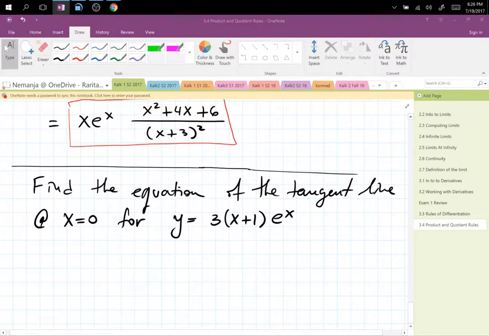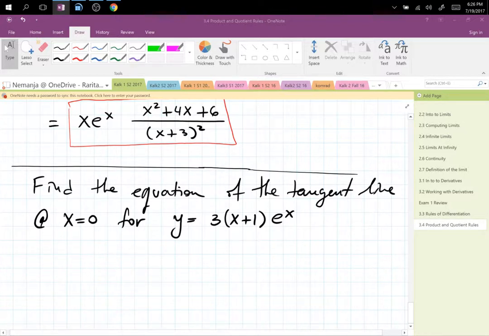I told you that in this chapter, chapter 3, you will have to find the equation of the tangent line in every single section. Because to find the equation of the tangent line, you have to take the derivative. We're just learning different ways to take derivatives, but the application is always the same. Find the tangent line.